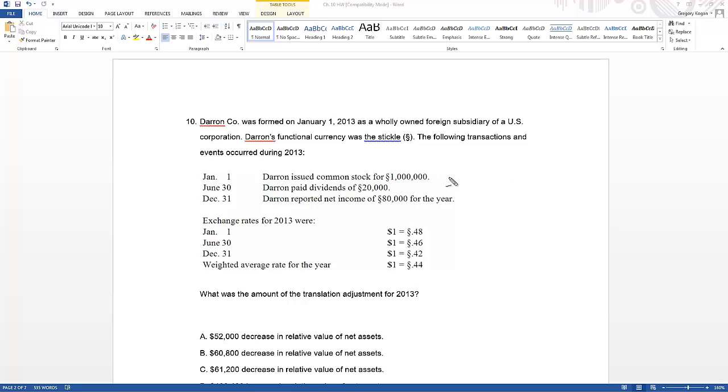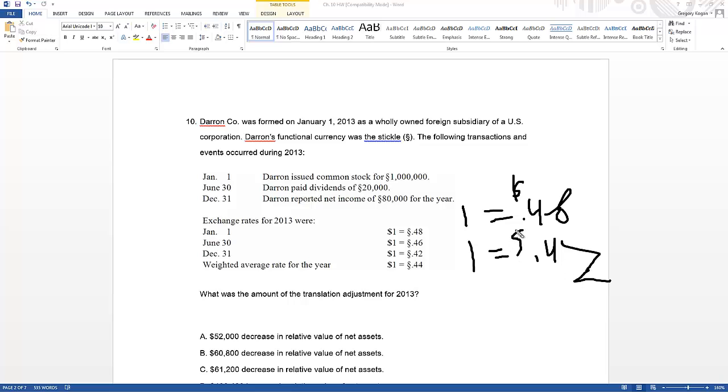Okay, moving on to question number 10. This is what we went over in lecture yesterday. For this one, as I said, there was a mistake by the publisher, and in reality, we're using the stickle rate. In other words, one stickle is equal to 0.48 in dollar terms in the beginning, and at the end, one stickle is equal to 0.42.